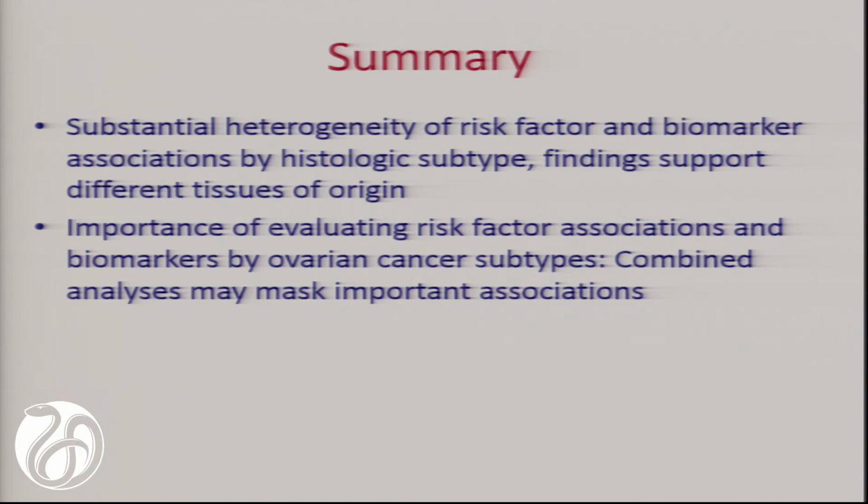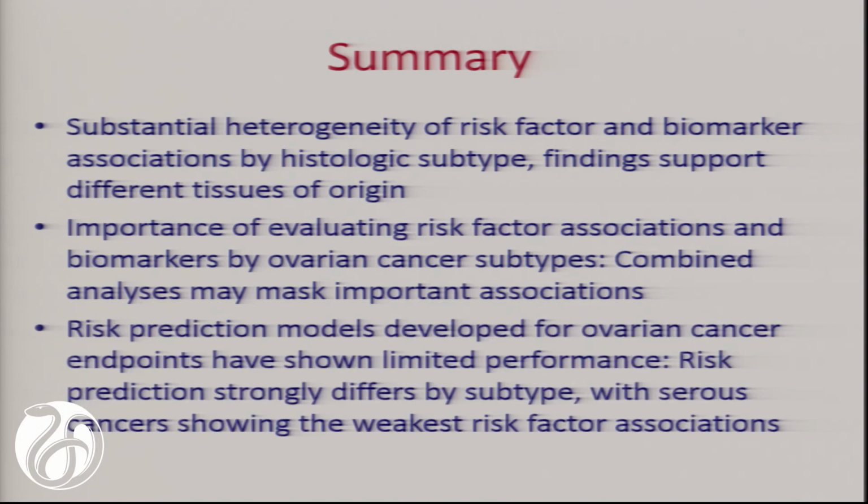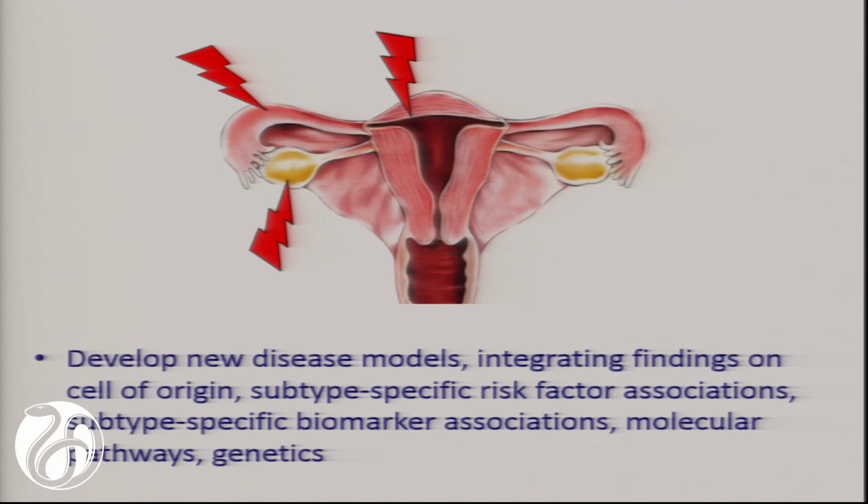We need large studies, and we need to do those analyses by subtype because we have different directions, and some of those findings might be masked if we put them all together. Of course, this heterogeneity makes risk prediction much more challenging, and we're just beginning to really disentangle that. Maybe we can predict clear cell really well, but we have a big problem predicting serous cancers, and that's something we have to consider when we talk about prevention and risk prediction. And finally, we need to put all those findings together, the risk factor associations, the biology and the genetics, and really reassess our model.